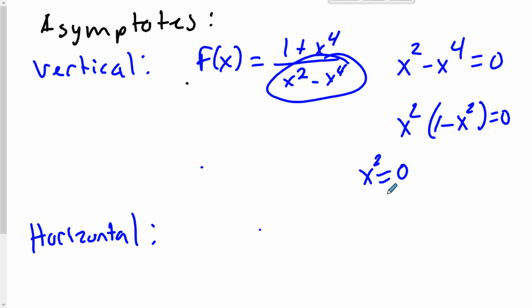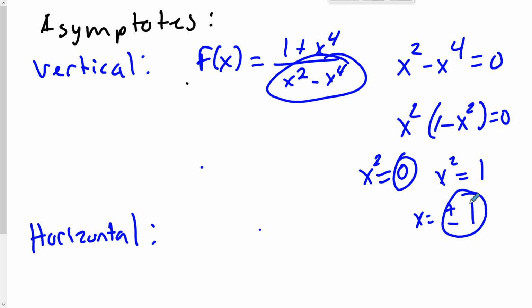So it kind of has multiplicity there. So that means something's happened at the graph. And then here we also have x squared equals negative 1. Or sorry, positive 1. Square root both sides, and we get plus or minus 1. So those are all our x's, 0, plus or minus 1. Those are our vertical asymptotes.